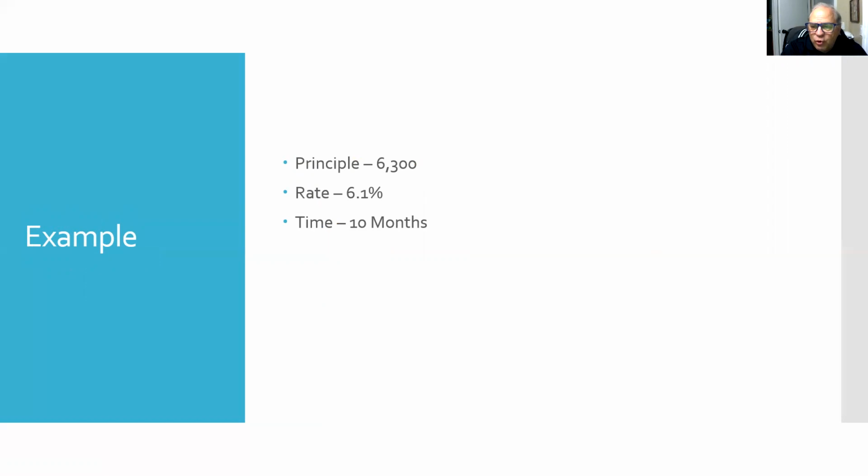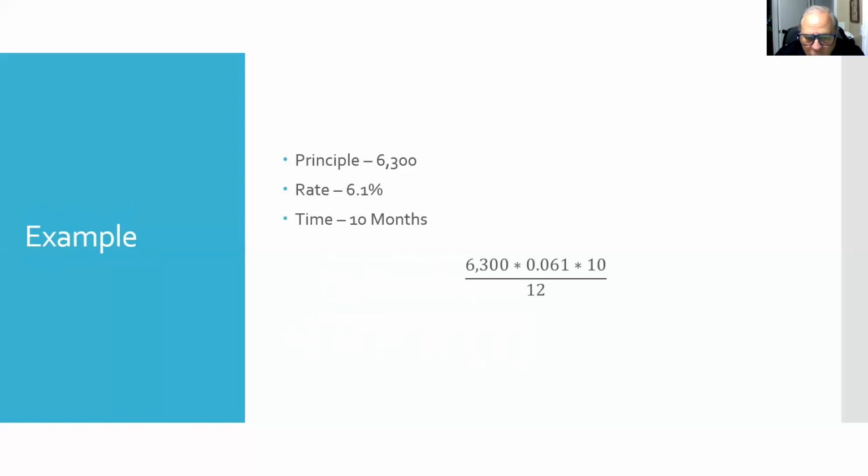If you plug this into that equation and you do not have the parentheses, this is how it comes out. You'll multiply 6,300 times 0.061 because you convert that into a decimal, and then you're going to multiply it by 10, and then you're going to divide all that by 12. This is a problem. This is not how it is done, because the time, the partial time, is not part of the whole equation. It is an independent variable by itself.